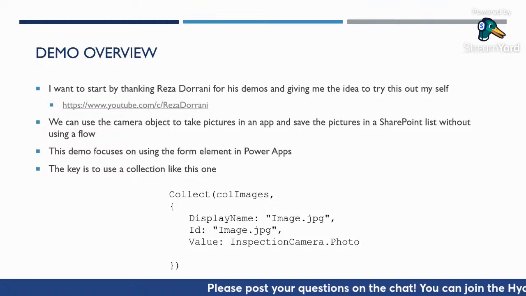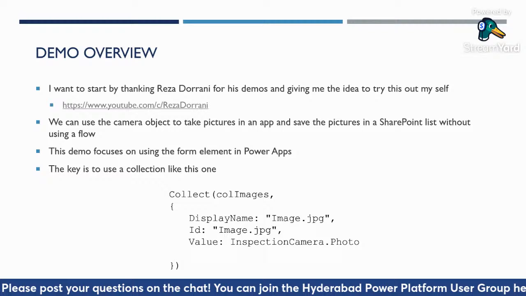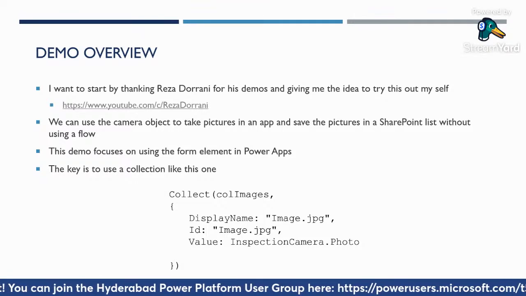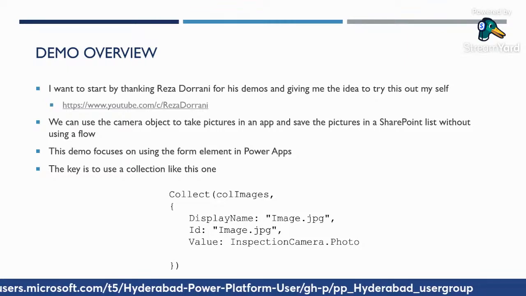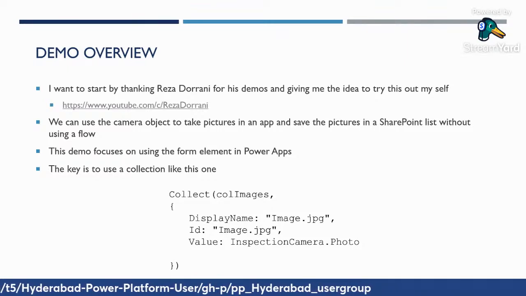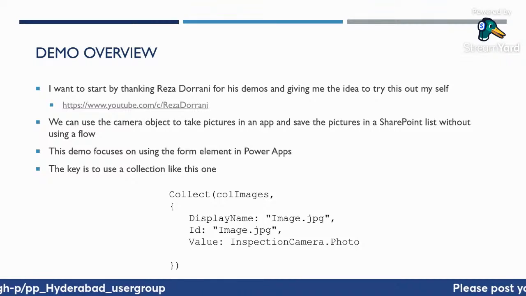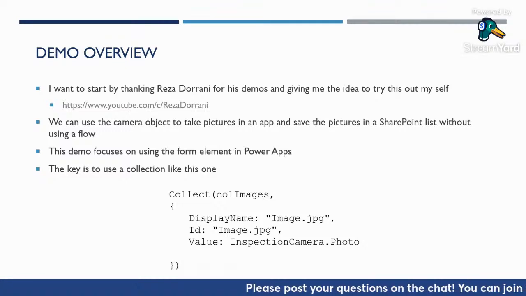And then when we take the pictures, we put them in a collection with this format. This is the format that the attachment field in the SharePoint list uses. So we have the display name and the ID, which can be whatever we want it to be. And then we have the value, which is the photo from the camera. And then we do a few settings in the Canvas app.